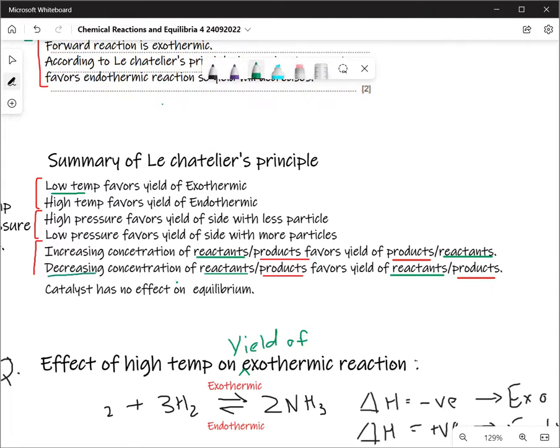Now, if you decrease concentration of reactant, what is the opposite of decreasing? Tell me. Opposite of decreasing. It's increasing. So if you decrease concentration of reactant, then it will favor yield of reactant. If you decrease reactant, the reactant will increase. Is that clear? Yes, sir. It has to do the opposite. That is Le Chatelier's principle, because if you do something, the opposite will happen.